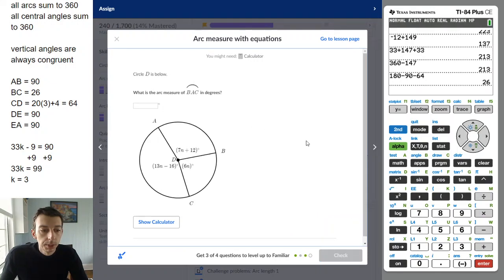Moving on, we have this last one here, which I believe we actually solved in our first question. So I'm going to go ahead and stop here.